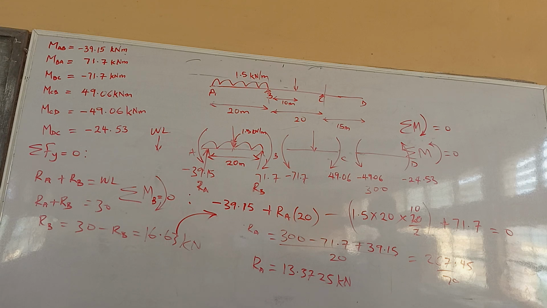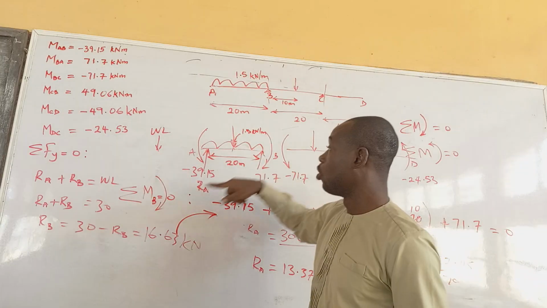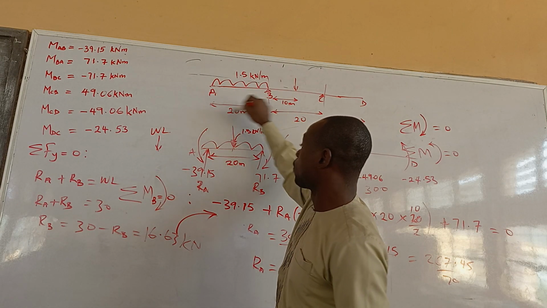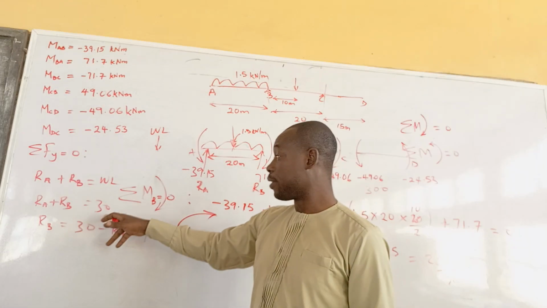You don't understand? Which one don't you understand yet? You understand how we got this WL? Yes, this one times this span. That's the equivalent of the point load, which is 30.